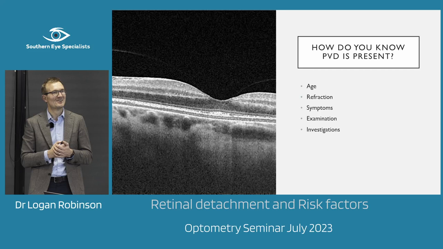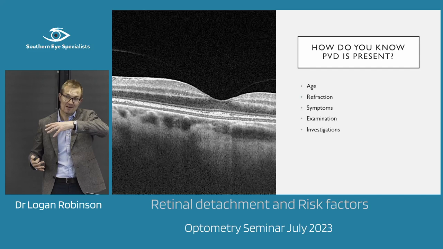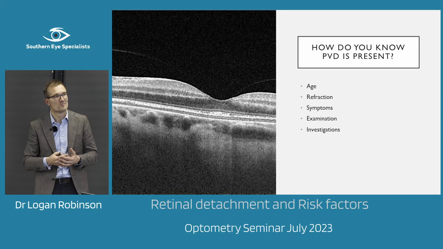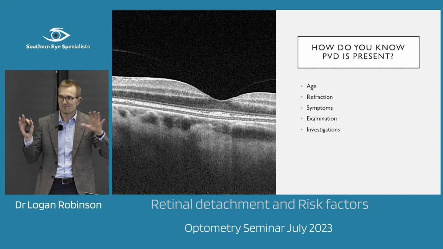So PVD, what I'm talking about is complete PVD. That means the posterior hyaloid is pulled totally off the back wall of the eye. What you're seeing here is the posterior hyaloid coming off at the macula. But this is an incomplete PVD. This is PVD happening, or PVD evolution. So this means they don't have that PVD.